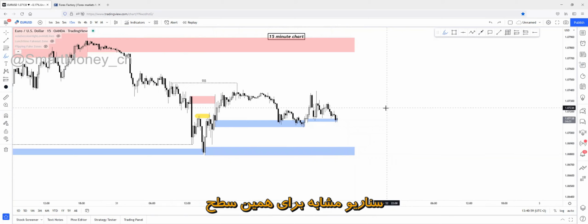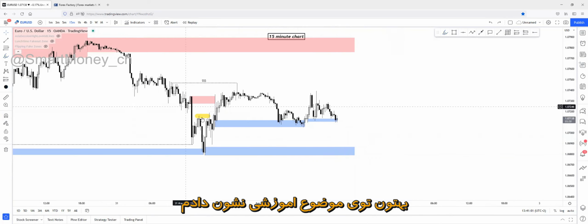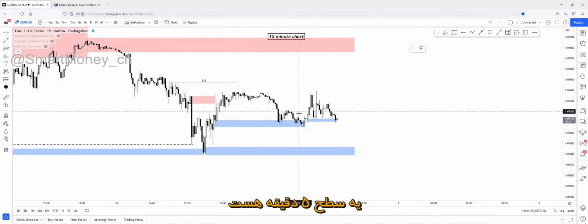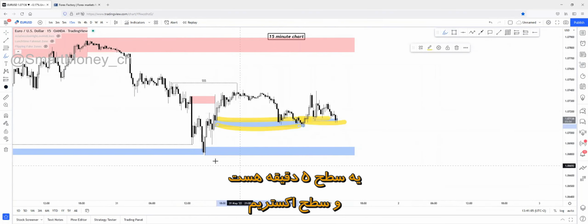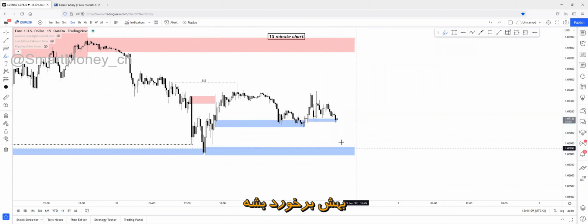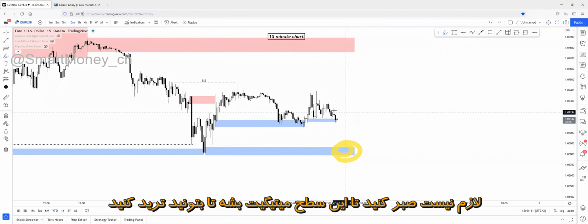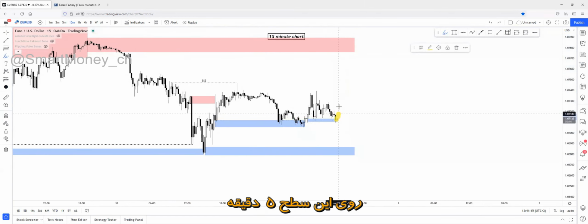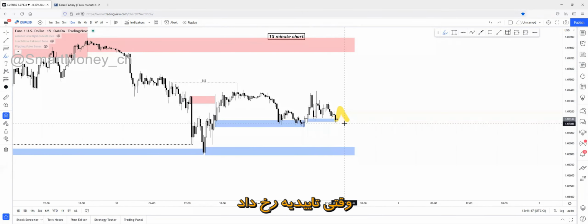Same scenario lives on that I just showed you in today's educational topic. There's 5-minute zones, there's a 5-minute zone, there's the extreme zone. You don't have to wait for the extreme to be tapped. You don't have to wait for a mitigation of this zone to actually take a trade. You can just simply wait for a confirmation on this 5-minute zone, and the confirmation happens.